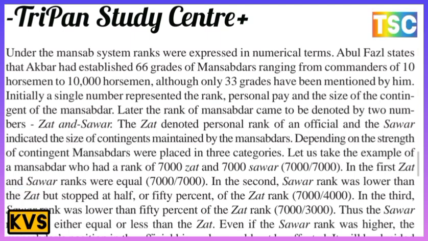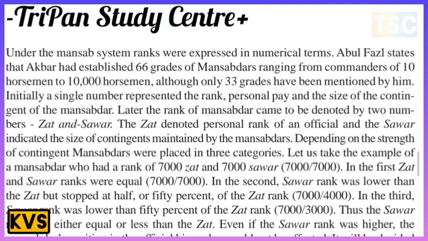Under the Mansab system, ranks were expressed in numerical terms. Abdul Fazl states that Akbar established 66 grades of the Mansabdars, ranging from the commander of 10 horsemen to 10,000 horsemen, though only 33 grades have been mentioned by him.